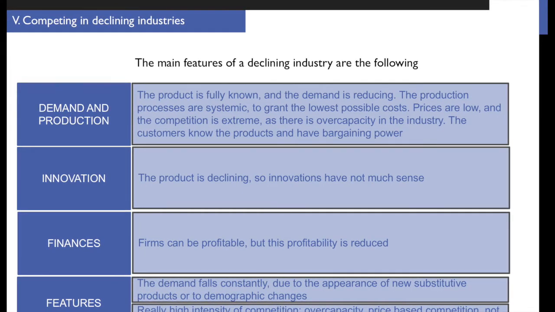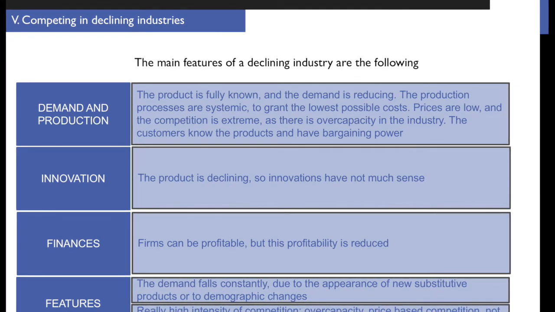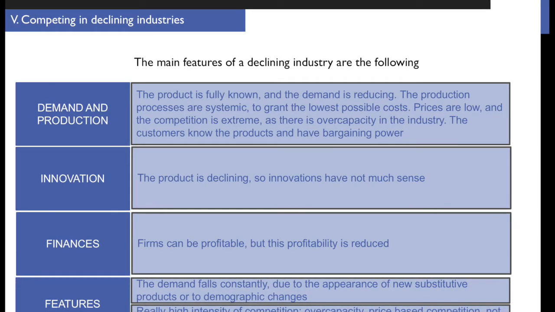On the other hand, there's a high intensity of competition due to overcapacity. There are not many differentiation options. There could be exit barriers, so firms which want to leave cannot, and so on.